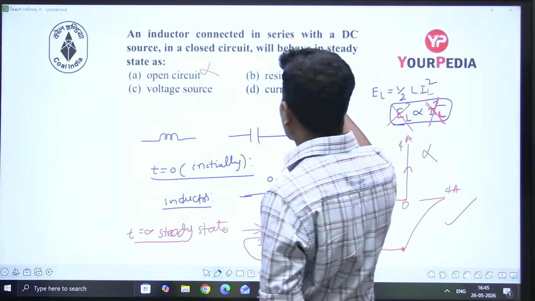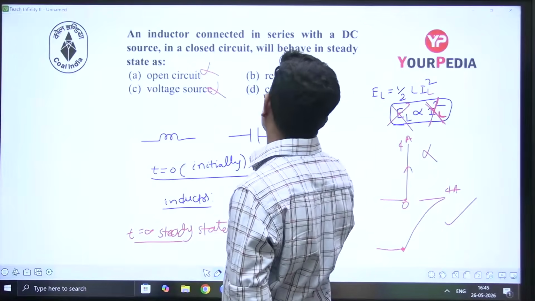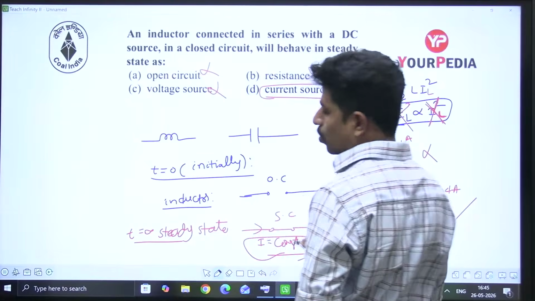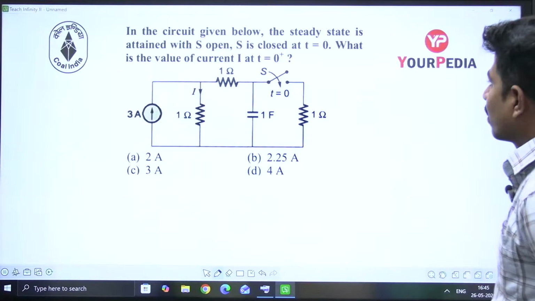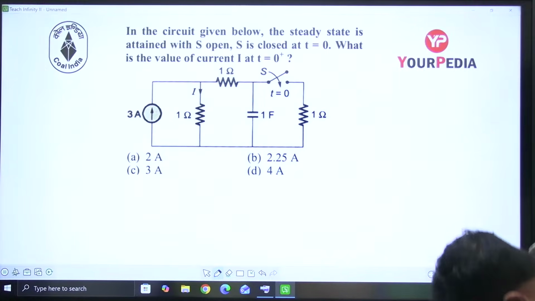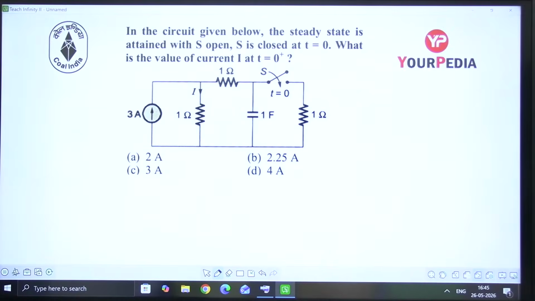Okay, it is not a resistance, it is not a voltage source. Constant current means what? Current source. Right? Constant current means current source. Okay. Next, try to answer that question, all of you. I'm giving you 1 minute of time. Try to answer.